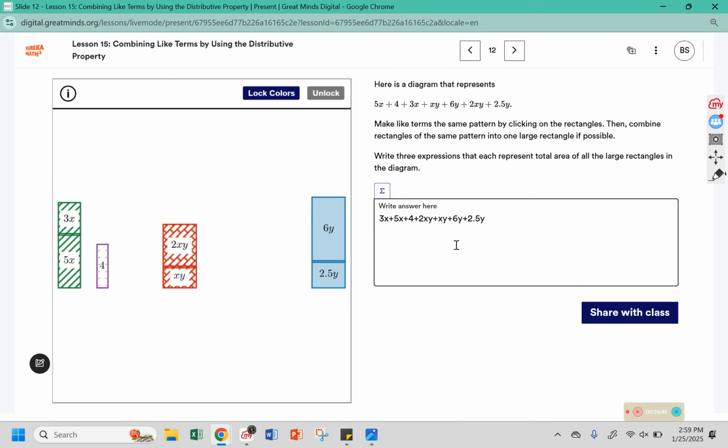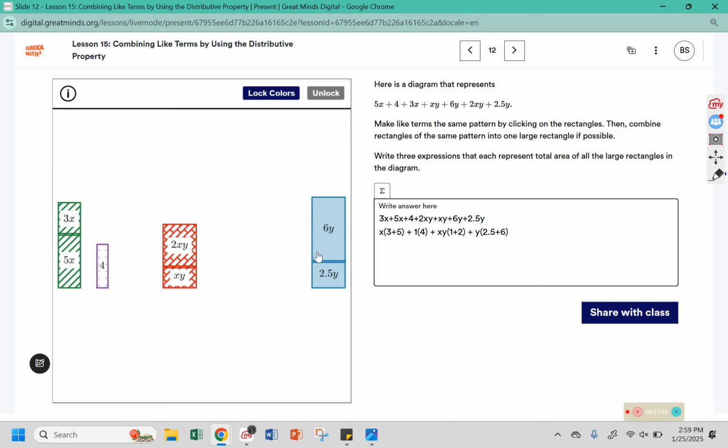Or we could just talk about the greens. It has a width of x and a height of 3 plus 5. Then the purple has a width of 1 and a height of 4. The red has a width of xy, and this one has a height of 1 and a height of 2. And then this one has a width of y and a height of 2.5 plus 6.